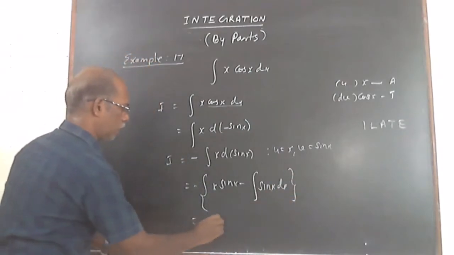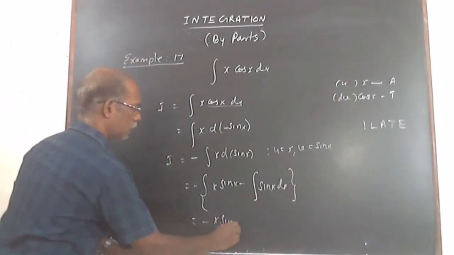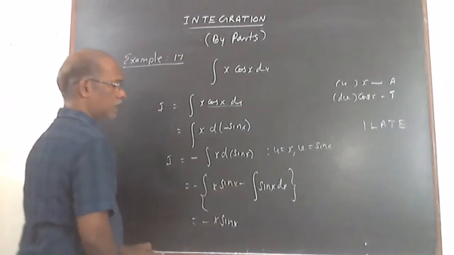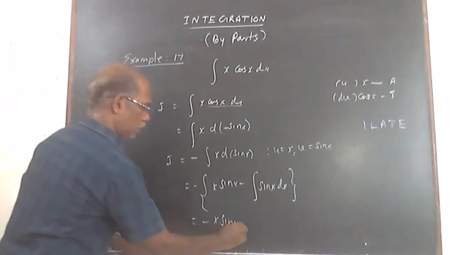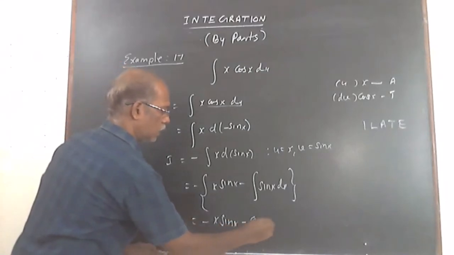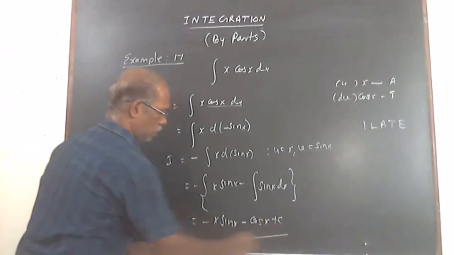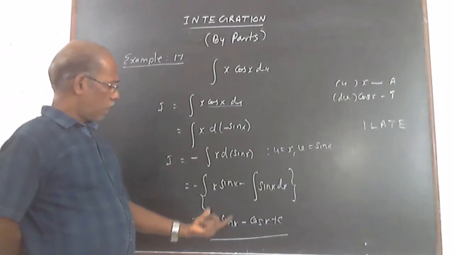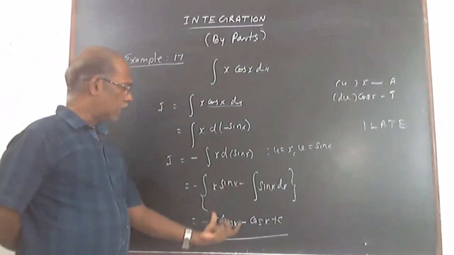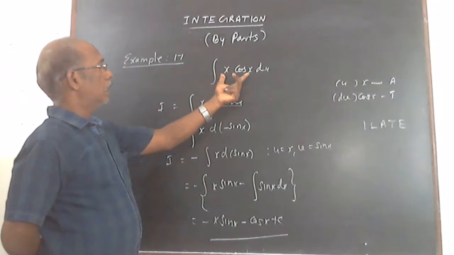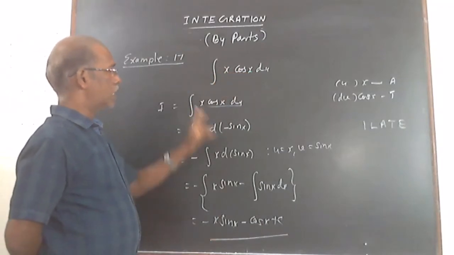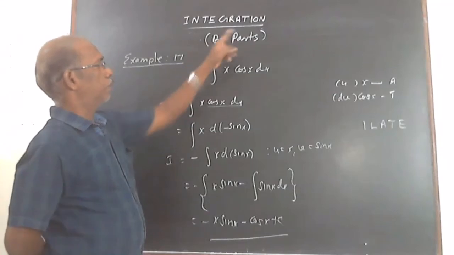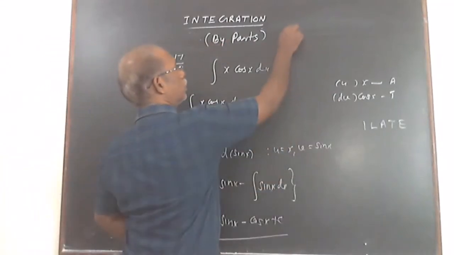Then I equals minus x sin x plus the integral of sin x, which is minus cos x, plus the integration constant. So this is the final answer, the integrated value of the integrand x cos x. This integration method is known as integration by parts. Just make note of it.